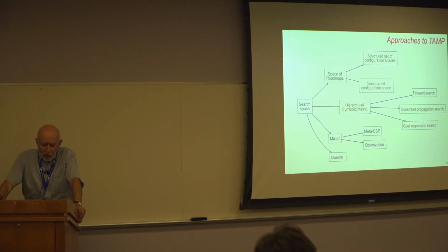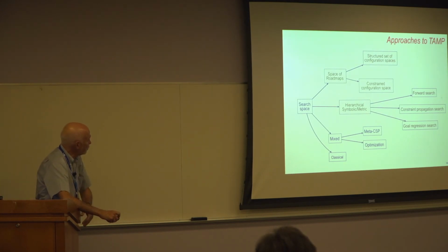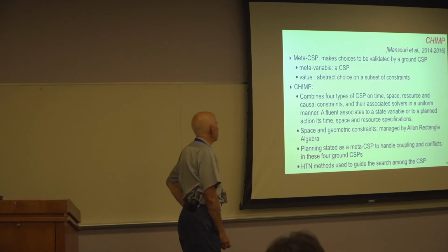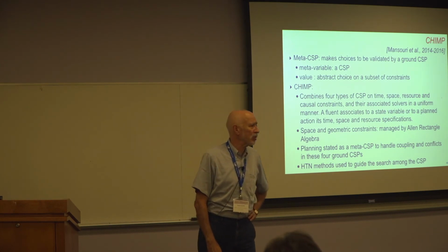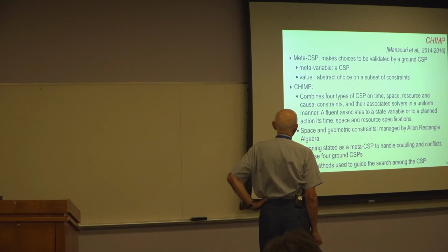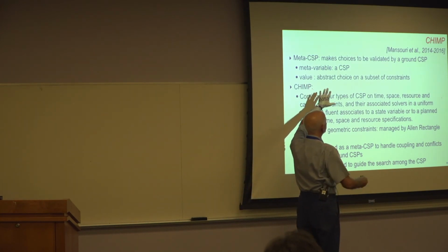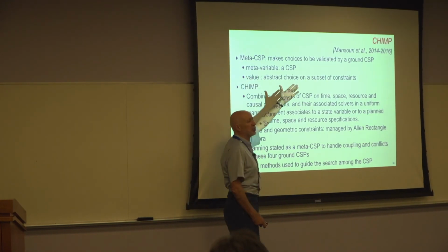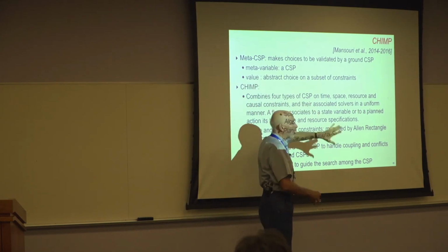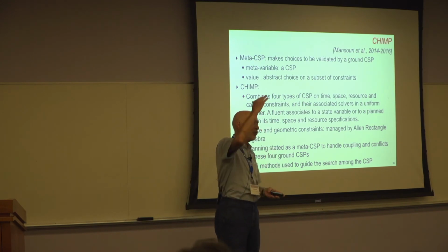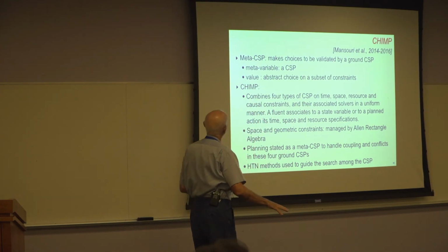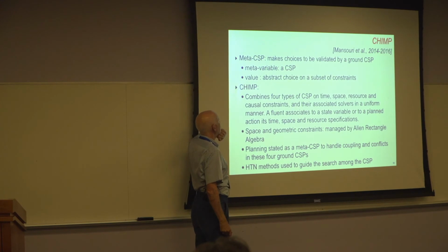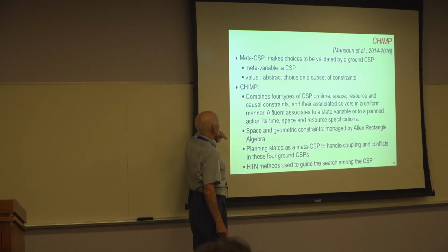So, a few things about mixed approaches. Maybe only a few words about the Meta-CSP, which is illustrated by the system called CHIMP. A Meta-CSP, maybe are you familiar with this notion? So a Meta-CSP allows you to make choices to be validated by a ground CSP. You always have variables and values and constraints, but your meta variables is a CSP. Your value is an abstract choice over a set of constraints. And when you take a choice at the Meta-CSP level, you have to validate it at the ground CSP. So this is implemented in CHIMP, which is a task and motion planner, which combines 4 types of CSPs.